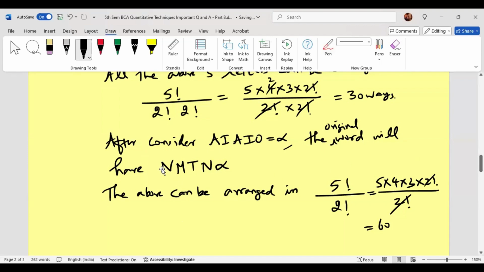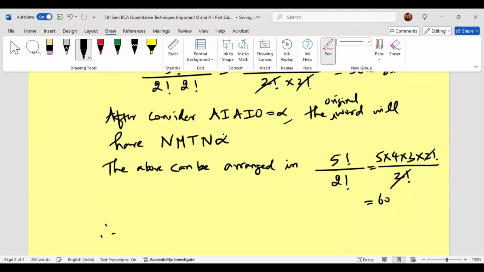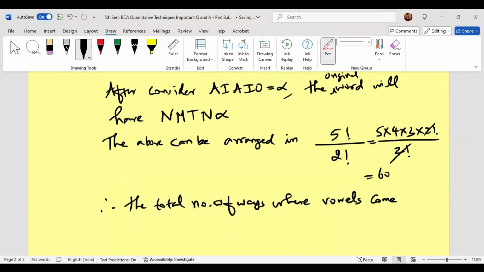So therefore, the total number of ways where vowels come together is equal to, initially we got 30, now we got 60. So 30 into 60, we get 1800 ways. That is the solution for this.